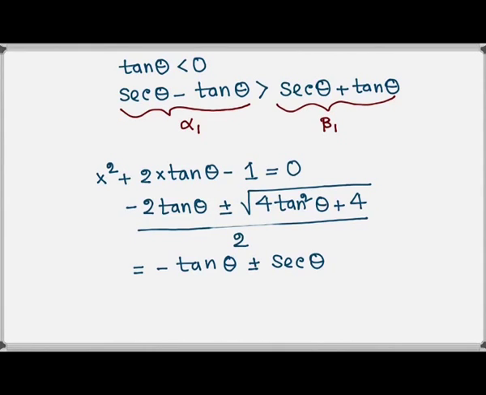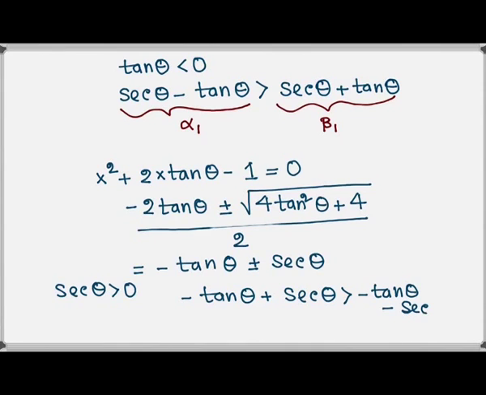Again, since theta is in the fourth quadrant, we know that sec theta is positive. So therefore, we can conclude that minus tan theta plus sec theta is strictly bigger than minus tan theta minus sec theta. So now we also know that minus tan theta plus sec theta is alpha 2 and minus tan theta minus sec theta is beta 2.